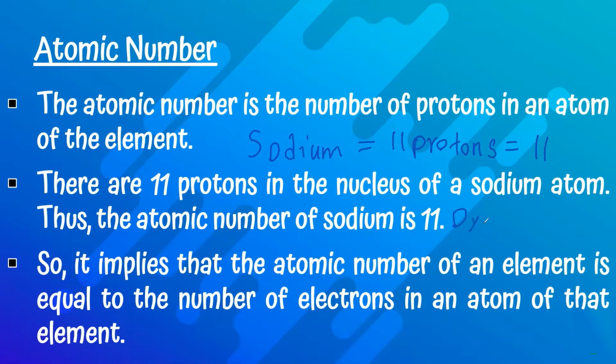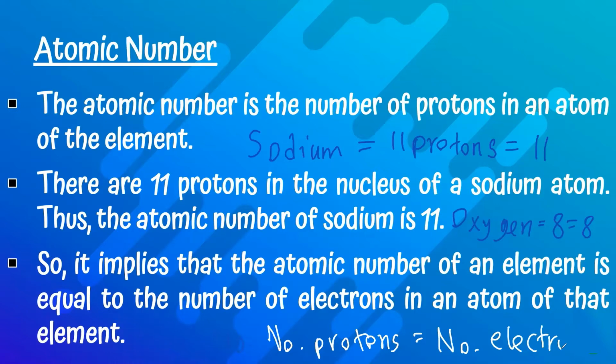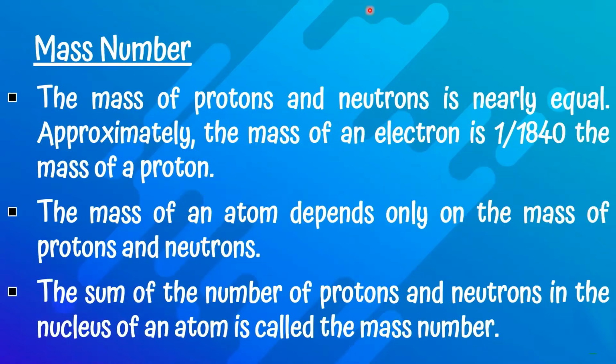Oxygen: 8 protons, so the atomic number is also 8. This implies that the atomic number of an element is equal to the number of electrons in an atom of that element. The number of protons equals the number of electrons. So if the number of protons equals the atomic number, the number of electrons is also equal to the atomic number.